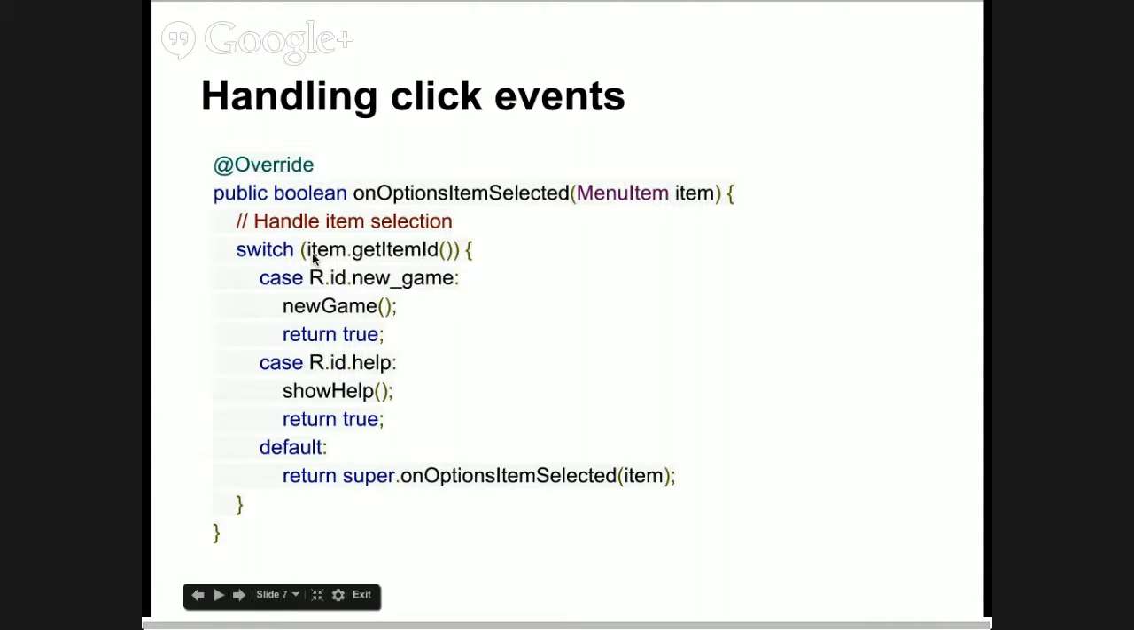So you do a switch based on item.getItemId, and case R.id.newGame, you do whatever you want. Case R.id.help, you do whatever you want. And as default, it's good to return super.onOptionsItemSelected, so that if you have some default choice like a back button or any other behavior, you use that.